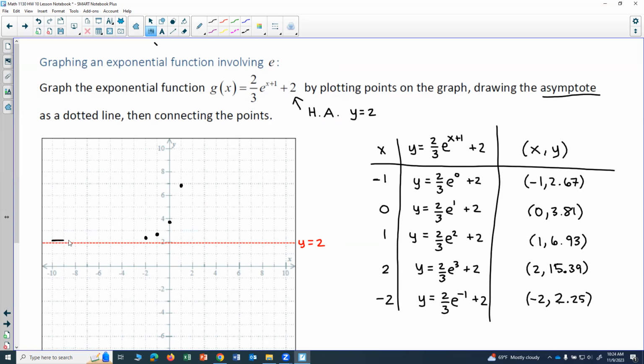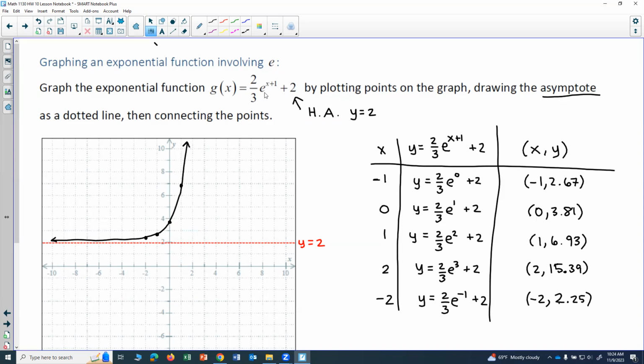So I'm going to go ahead and connect these. I'm almost up against the horizontal asymptote over to the left, and then the graph shoots up really steeply to the right. And notice it has to go very quickly up, so very steep, in order to reach that ordered pair 2, 15.39.